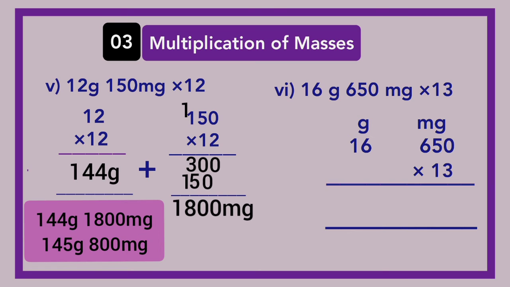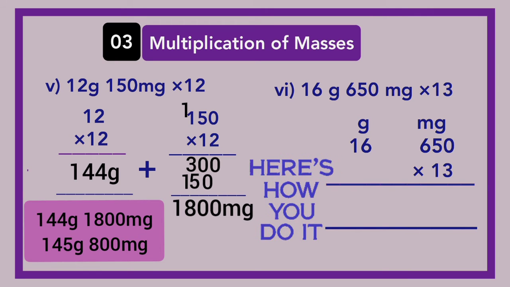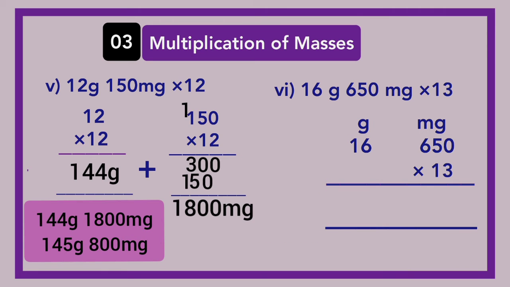Now Roman number 7. 16 grams 650 milligram multiplied by 13. So let's multiply each digit by 13. Right. 3 times 0 is 0. 3 times 5 is 15, 5 here and 1 goes near the 6. 3 times 6 is 18, 18 plus 1 is 19 and 9 comes down, 1 goes up to the gram side. 3 times 6 is 18 and 18 plus 1 is 19, 9 comes down and 1 goes up. 3 times 1 is 3, 3 plus 1 is 4.